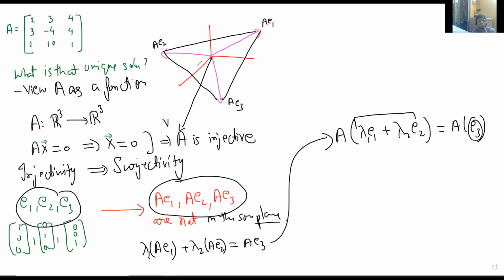Yeah. It is surjective because now we have shown that these three are not in the same plane, right? So what I'm saying is that if three vectors are not in the same plane, then you can use them to get any vector.